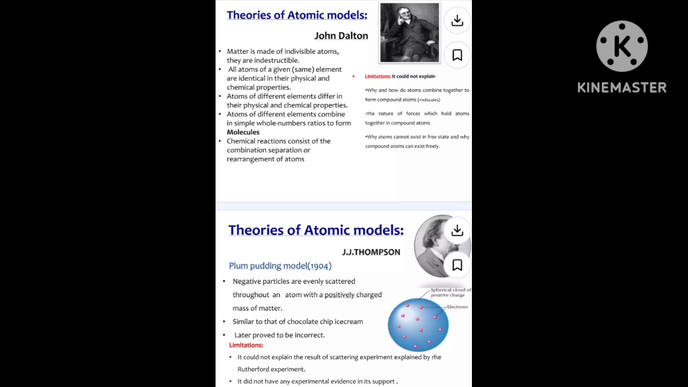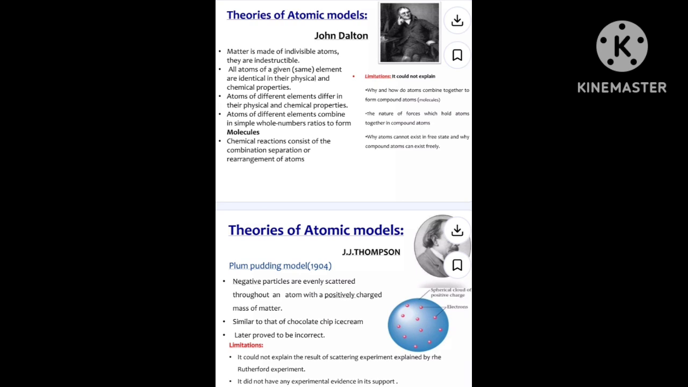So chlorine, the same element, has the same atomic number but different mass numbers. One chlorine has mass number 35, another has 37. These are called isotopes. According to Dalton, the same elements have the same properties. But here, chlorine atoms are the same element with the same atomic number but different mass numbers. So isotopes have similar chemical properties, but different physical properties and nuclear properties. So this point also failed.